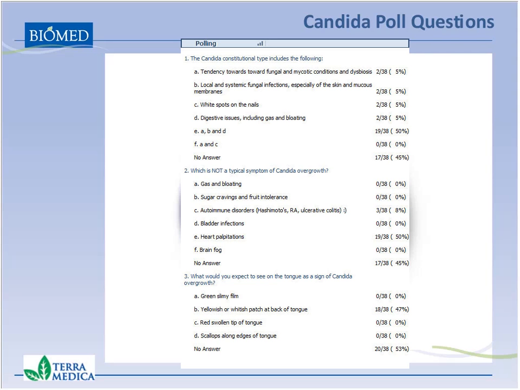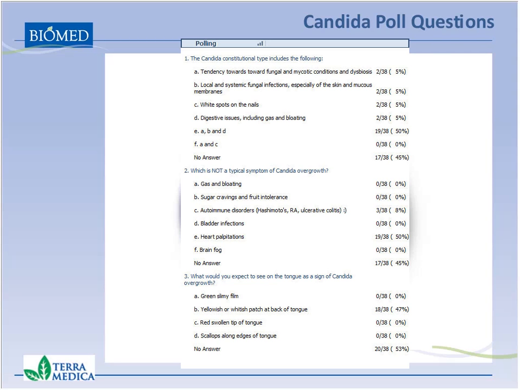Number 2, which is not a typical symptom of Candida overgrowth? A, gas and bloating. B, sugar cravings and fruit intolerance. C, autoimmune conditions. D, bladder infections. E, heart palpitations. Or F, brain fog. Heart palpitations is not a typical symptom of Candida overgrowth. And then finally, the third question, what would you expect to see on the tongue as a sign of Candida overgrowth? Green slimy film, or a yellowish or whitish patch on the back of the tongue, which is the answer.